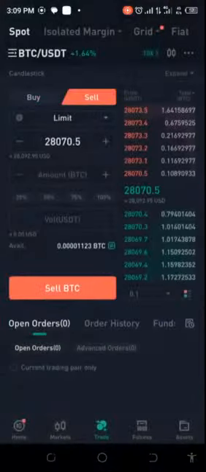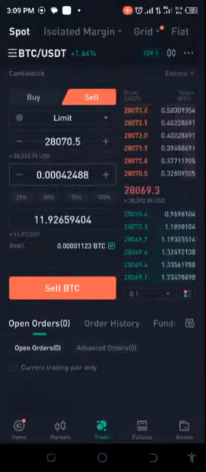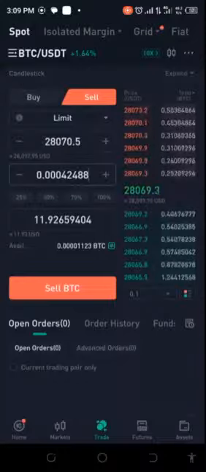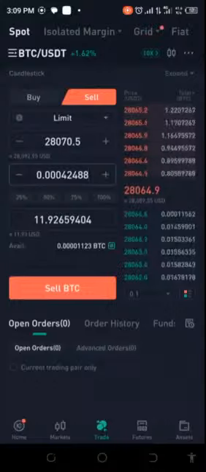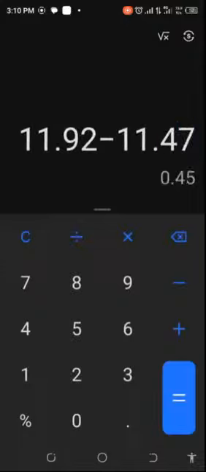So, I'm here and I am about to paste BTC. Don't forget, what we have is 11.92. About 50 cents or something in that range. Looks good. Let me go and check in my calculator, so I'll be sure that the signal is giving us what we really want. So that's 11.92, and we had minus 11.47. About 45 cents.